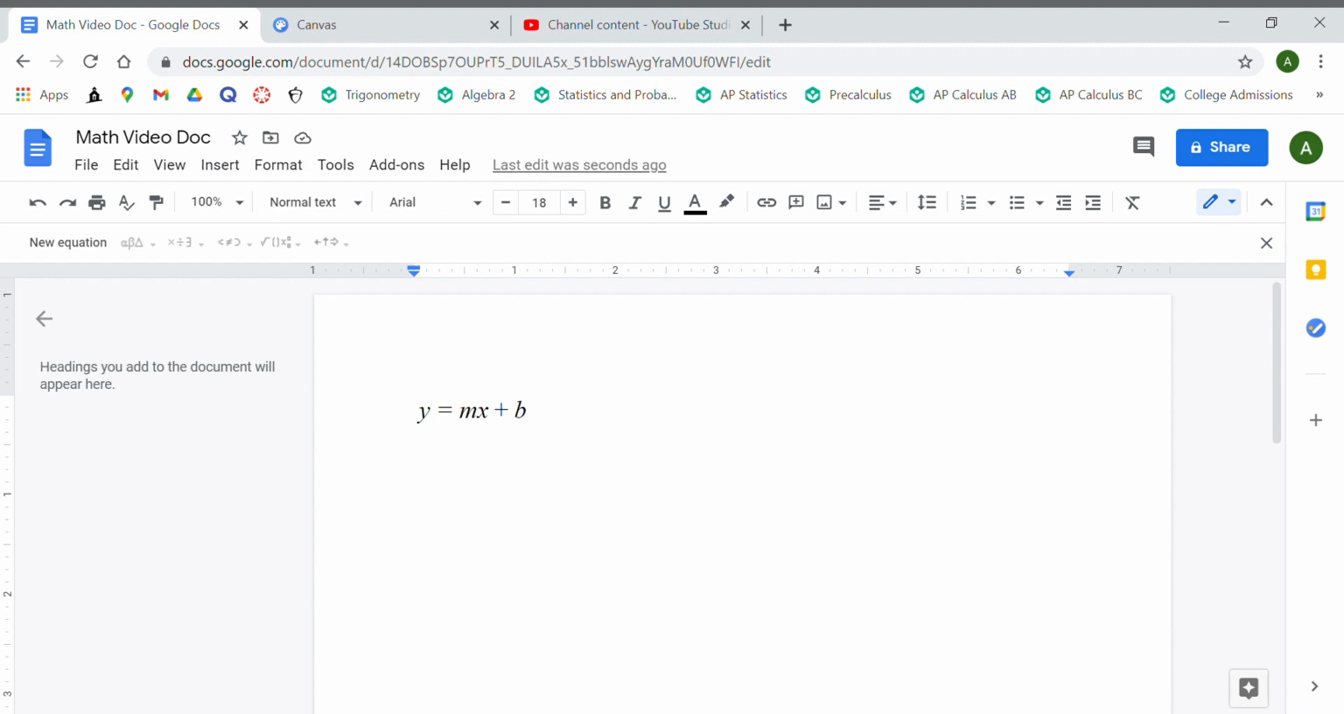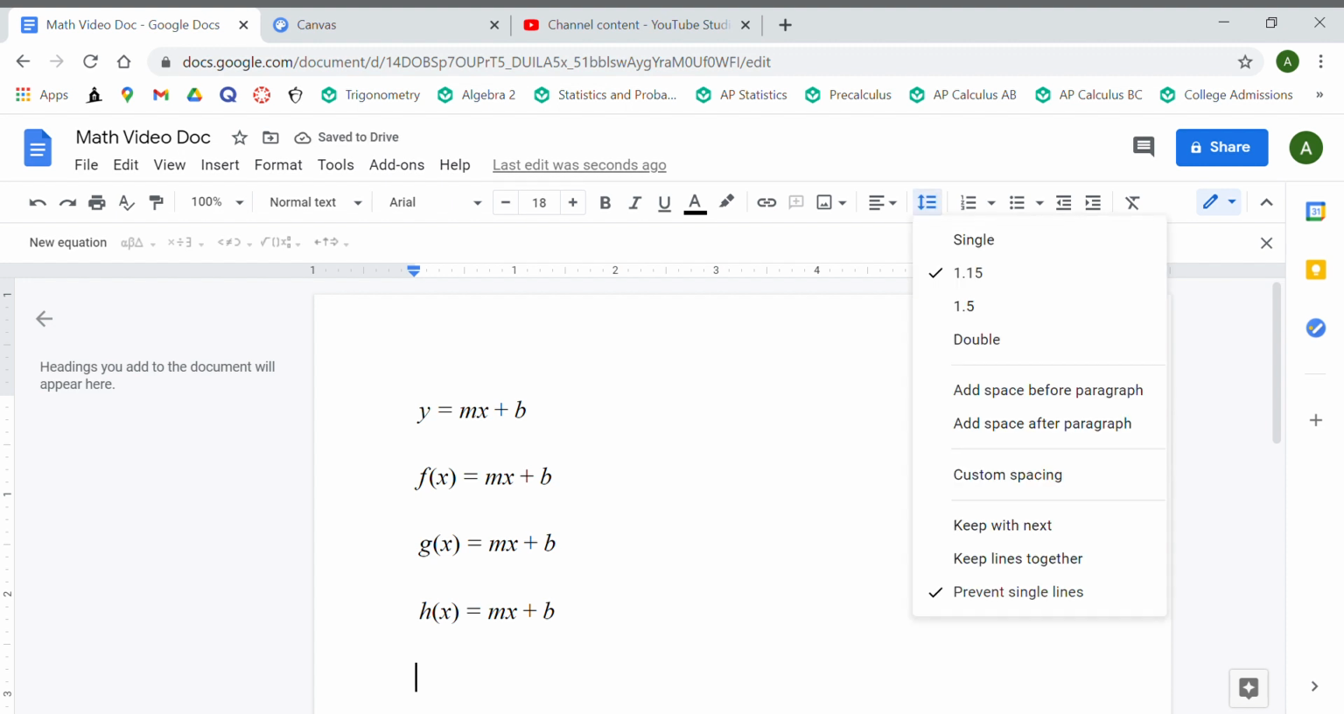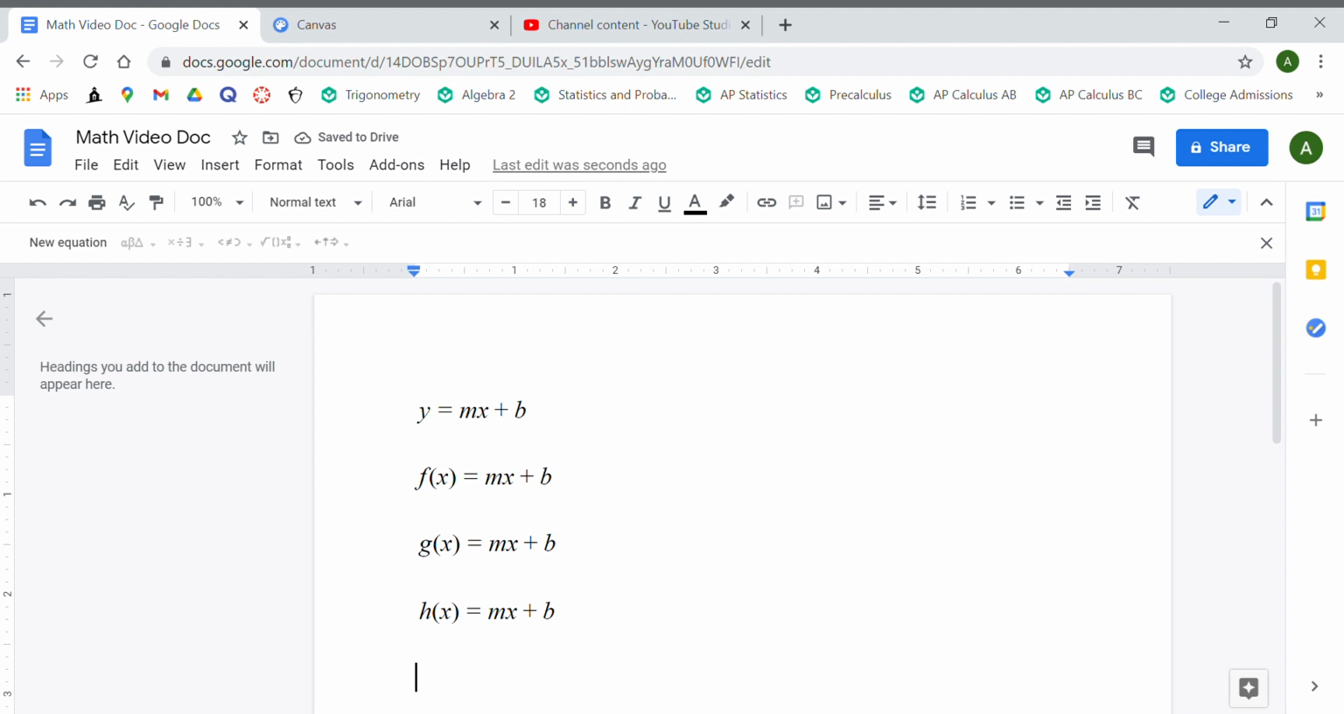Now, there is another thing that you can do to substitute for y to represent the fact that it is a function. You can use something like f of x equals mx plus b. If you're using more than one function, you can also use g of x equals mx plus b. You can use h of x equals mx plus b. All sorts of things you can do. Alright, so today we're going to be talking about what exactly function notation really means and how it's used.